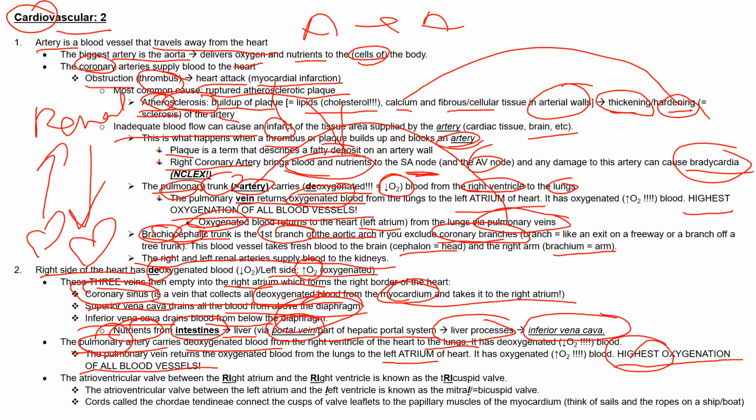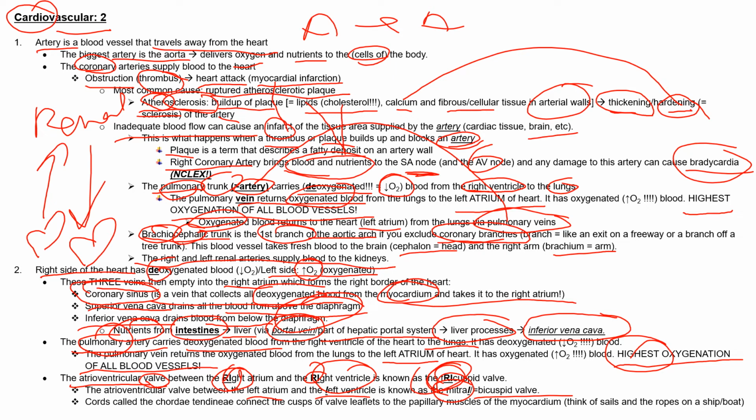Just know the valve names. The atrioventricular valve between the right atrium and the right ventricle is known as the right, it's always right, tricuspid. It's on the right side. Okay. The atrioventricular valve between the left atrium and the left ventricle is known as the mitral valve for you, and I'll show you in class why bicuspid is an anatomical name that you should use very carefully.